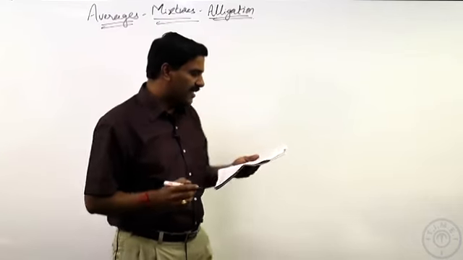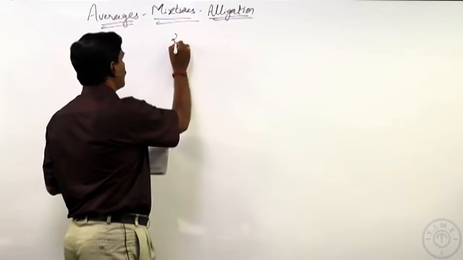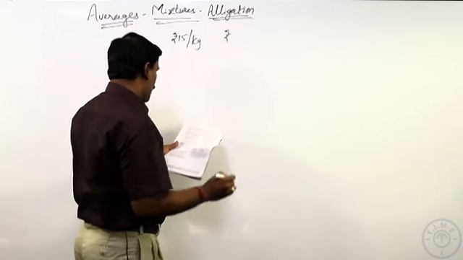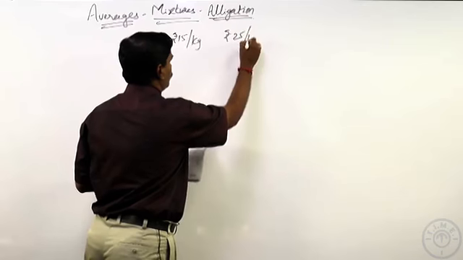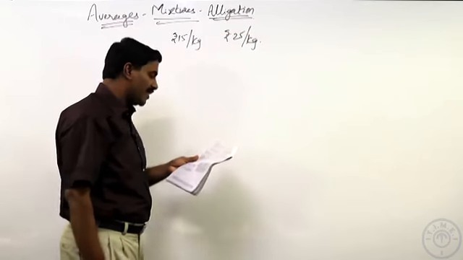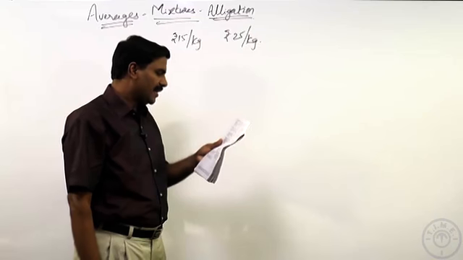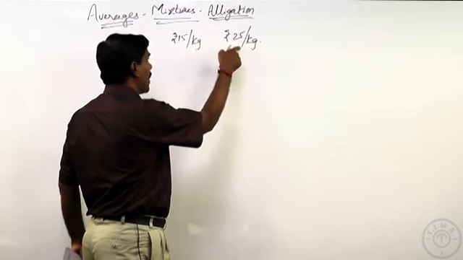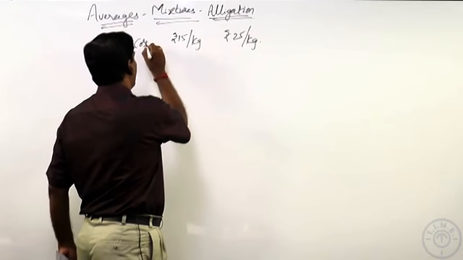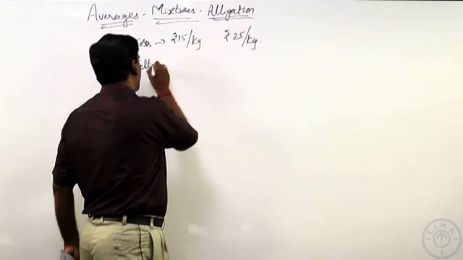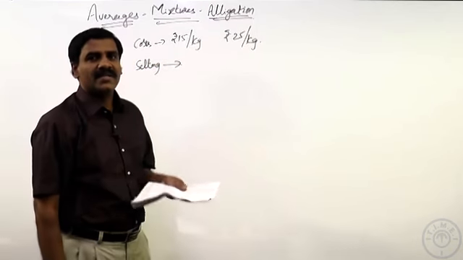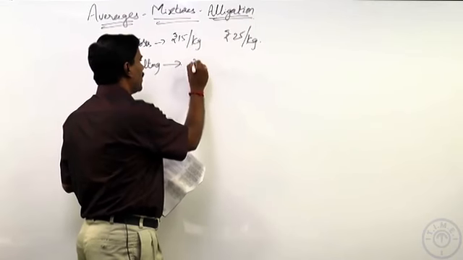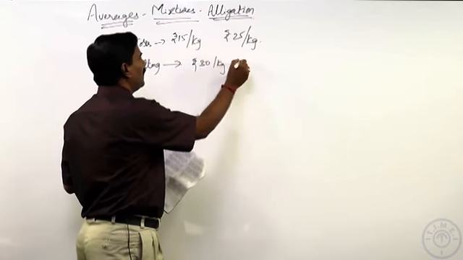What are the prices that we have for the two varieties? 15 rupees per kg is the first one, and the price of the second variety is 25 rupees per kg. And we are looking at the ratio in which they have to be mixed. Here these are prices in terms of cost, whereas the mixture price is mentioned in terms of selling price. Selling it at 30 rupees per kg, he is making a profit of 25%, is the information.